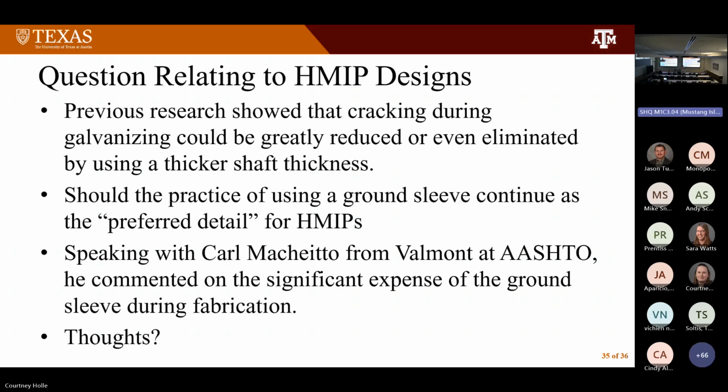I had a lot of talk with him about, first of all, the specimens we wanted to get fabricated from Valmont. But he also said that he just hates the detail that we use here. He said the ground sleeve is so expensive, because you're cutting, you're welding, it's increasing the amount of welds. And I'll throw out what we had decided 10, 12 years ago, that a good source of potentially eliminating that cracking during the fabrication process is to use a thicker wall thickness.